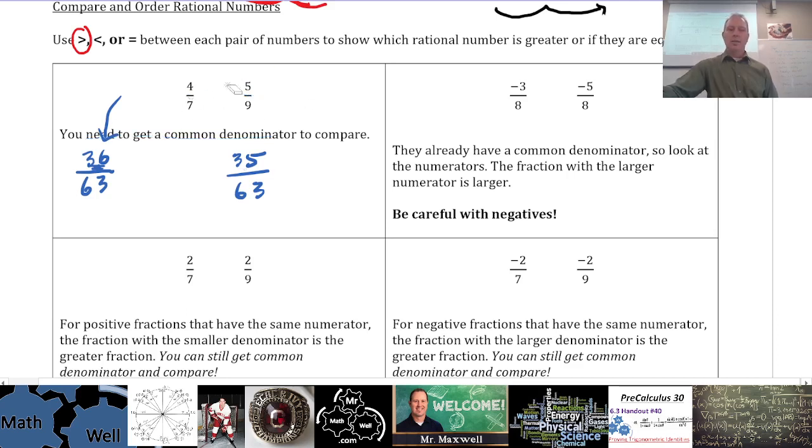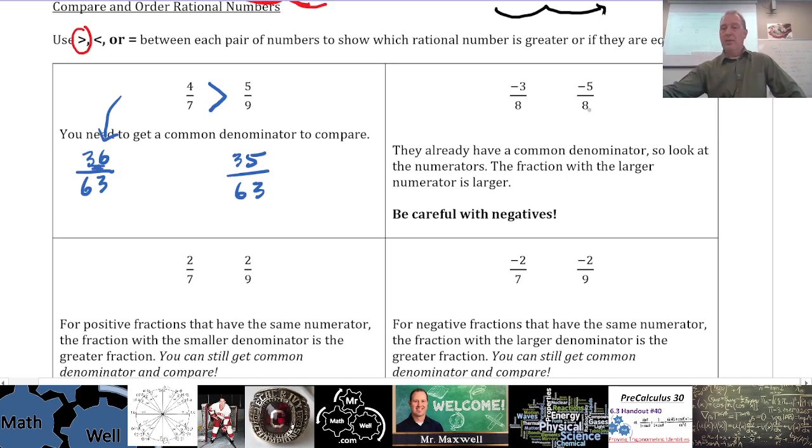So let's erase all this. Let's put a sign in there. I'm going to put the greater than sign right there. You guys okay with that? All right, so that's converting to fractions with a common denominator. So what about this one? Okay, so we have two fractions that already have the same common denominator.